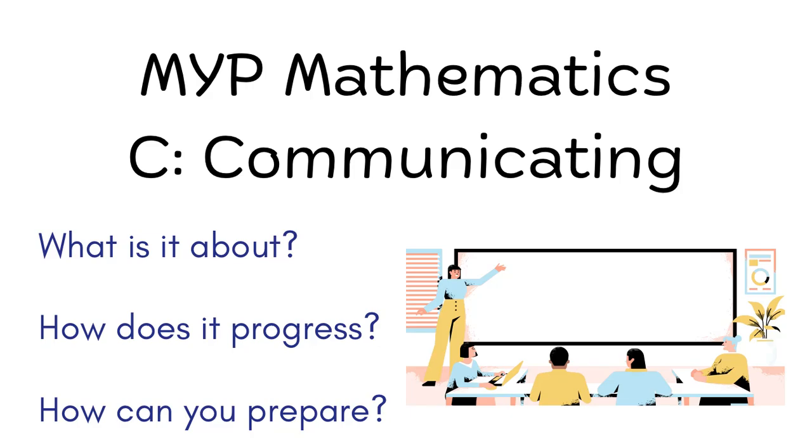Criterion C is about how you present your thinking. Let's look at how it's assessed and how this changes from MYP 1 all the way to MYP 5. Then I'll share some tips about how best to prepare.